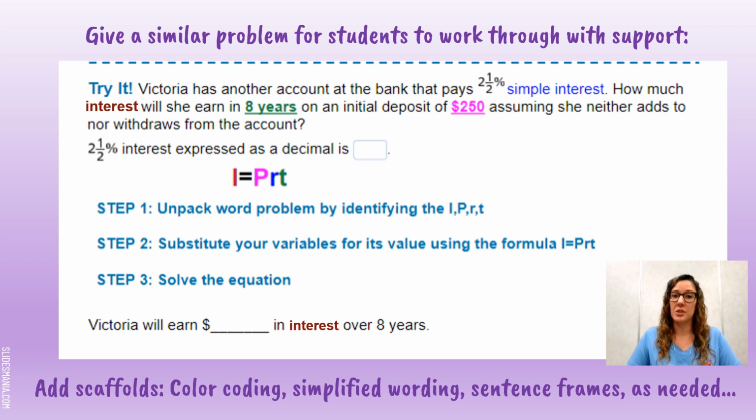Then lastly, make sure you do the same thing to some similar problems so that they can try on their own. They might need some teacher support, but again, you can use that color coding, and then encourage them to have color markers or colored pencils. They can then go and circle and highlight and annotate on their own word problems, making sure they're able to know which part is which from the word problem that needs to be put into the formula.